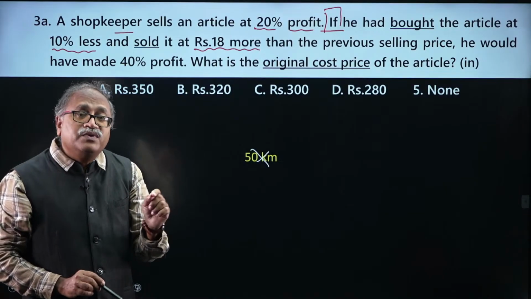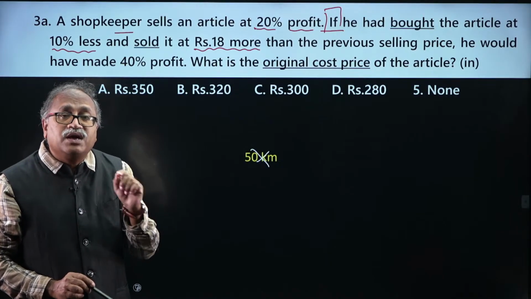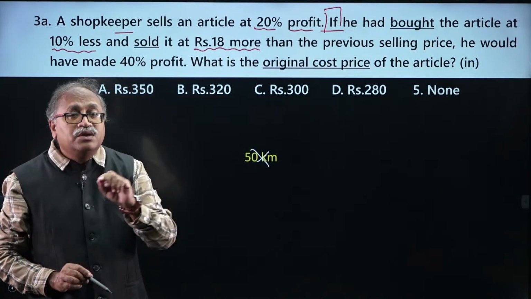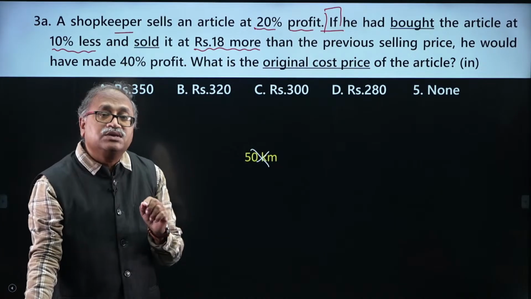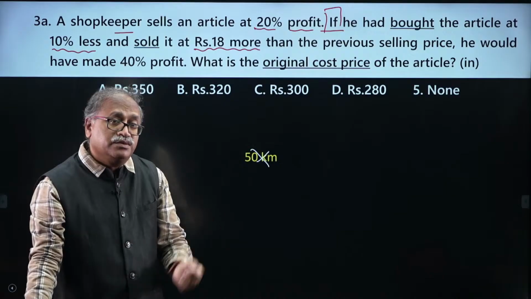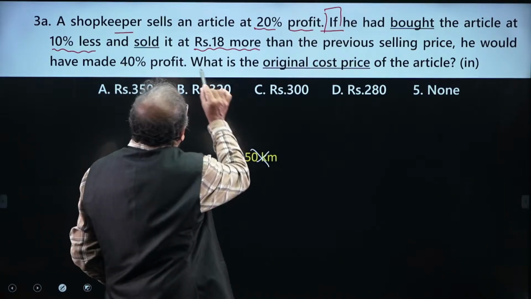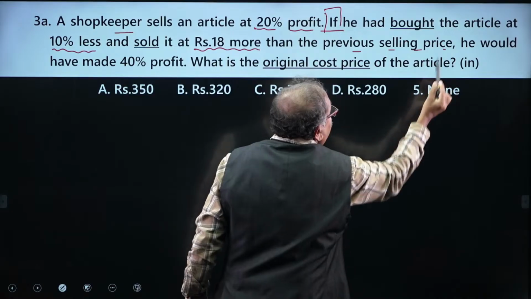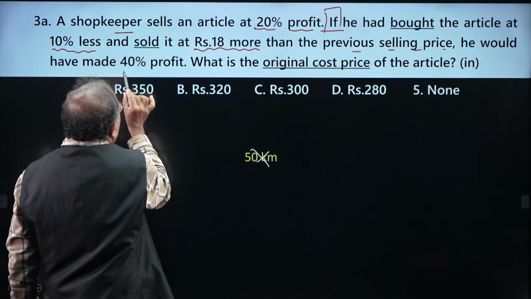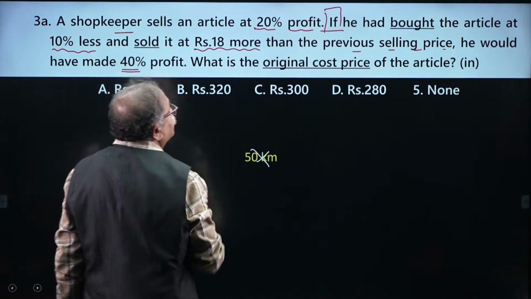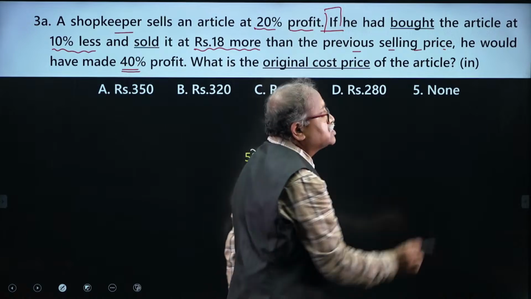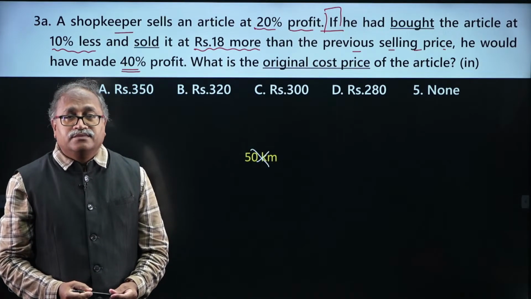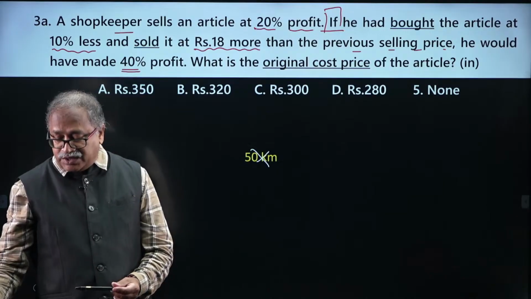So, in the previous case we have taken the CP as 100, but here the value is mentioned. Therefore, I need to take the CP as 100x. If the selling price is 100 more than the previous selling price, he would have made 40% profit. What is the original cost price of the article? Try this, my dear friends.